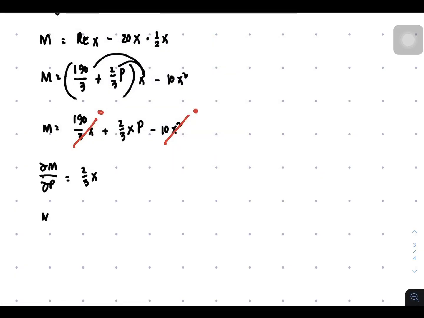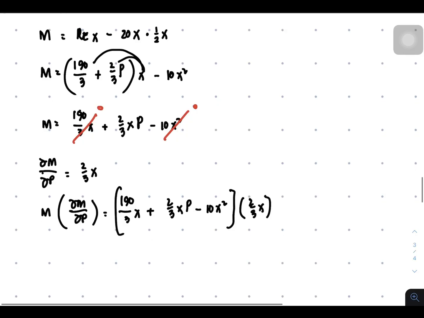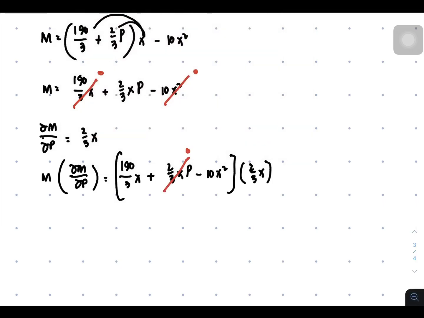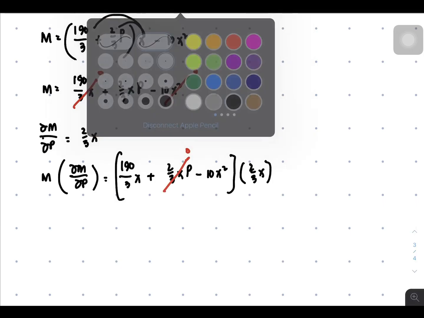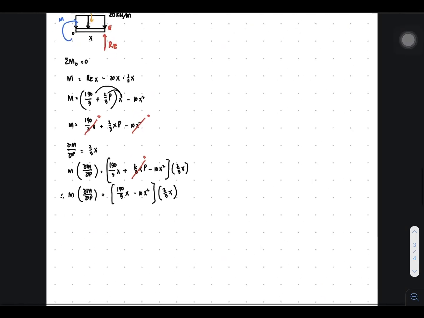And this time we are now going to get the product of m and the partial derivative of the function. That's equal to, you rewrite 190 over 3x plus 2/3 xp minus 10x squared, multiply it with the 2/3 x, and permanently set the term with p equal to 0. So the final equation of this segment is 190 over 3x minus 10x squared times 2/3 x.